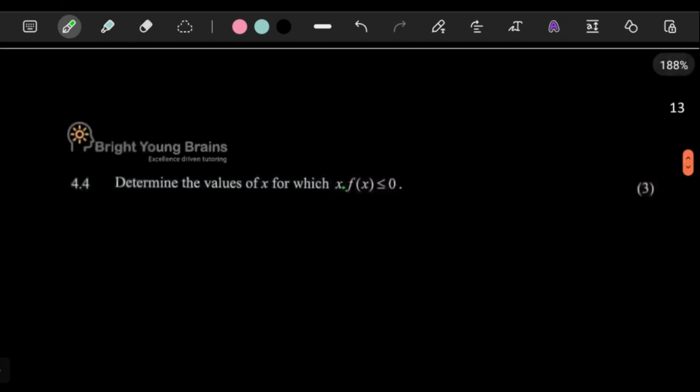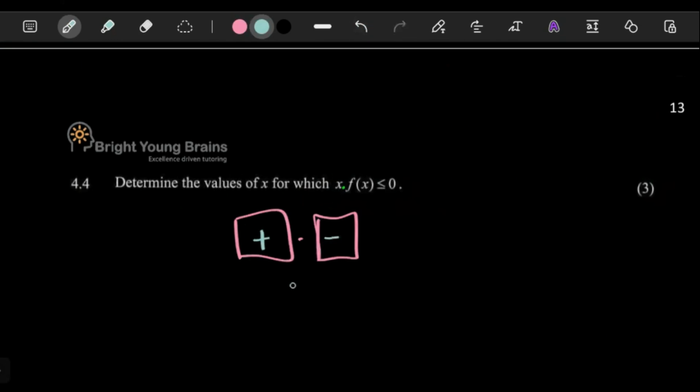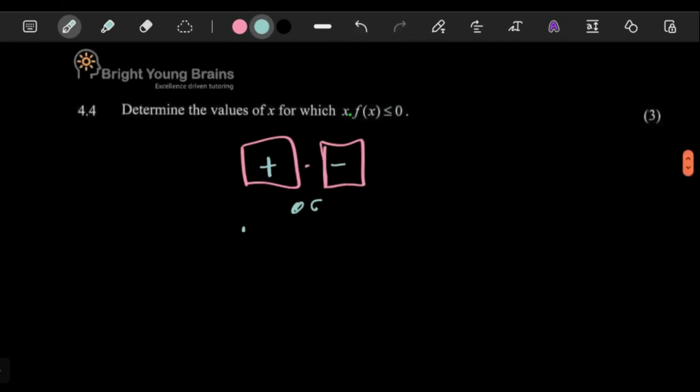If you think of it nicely, when you multiply one thing by another thing, the only way you're going to get a number smaller than 0 is if one of them is a plus while the other one is a minus, or if one of them is a minus while the other one is a plus, you see.